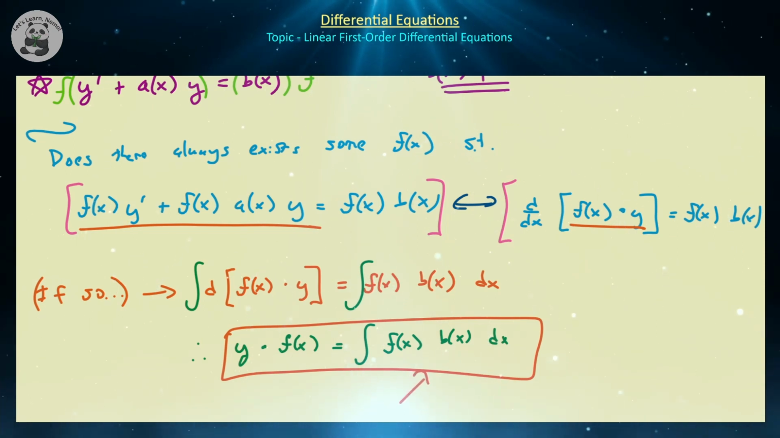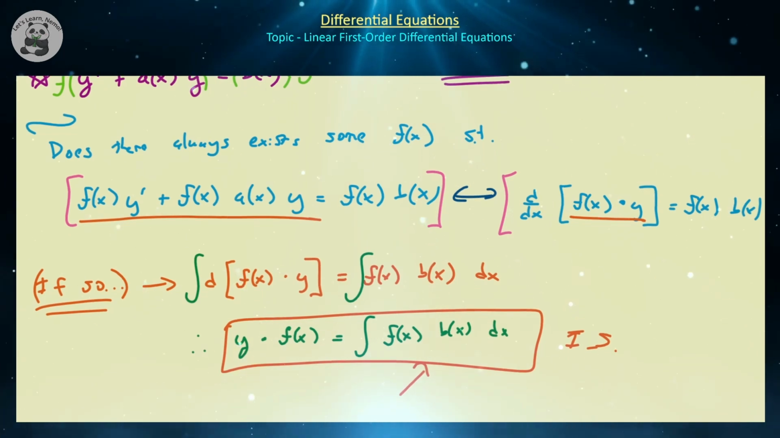Because notice the right-hand side does not have y in it, so it's not an integral equation. And we can just divide both sides by f of x, and we have y is equal to something that doesn't have any derivatives in it at all. So that is the implicit solution to that differential equation, if such a function f exists.